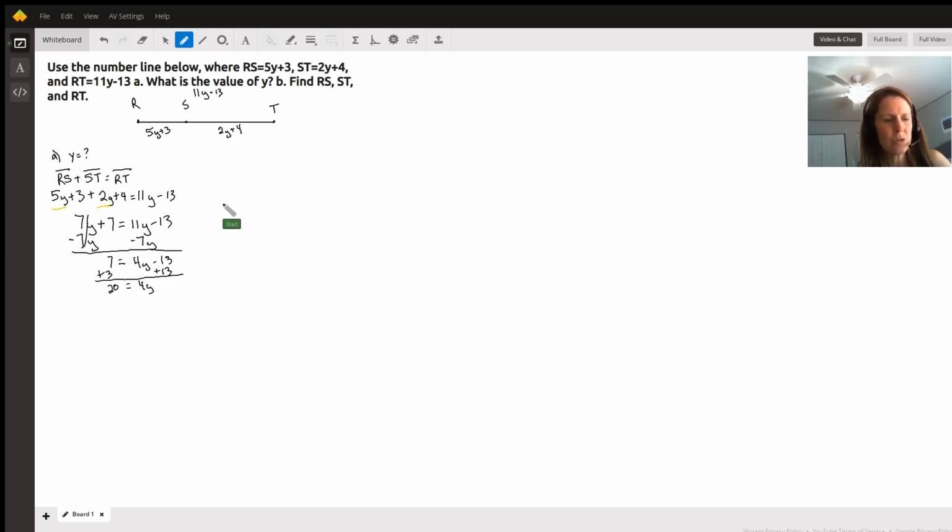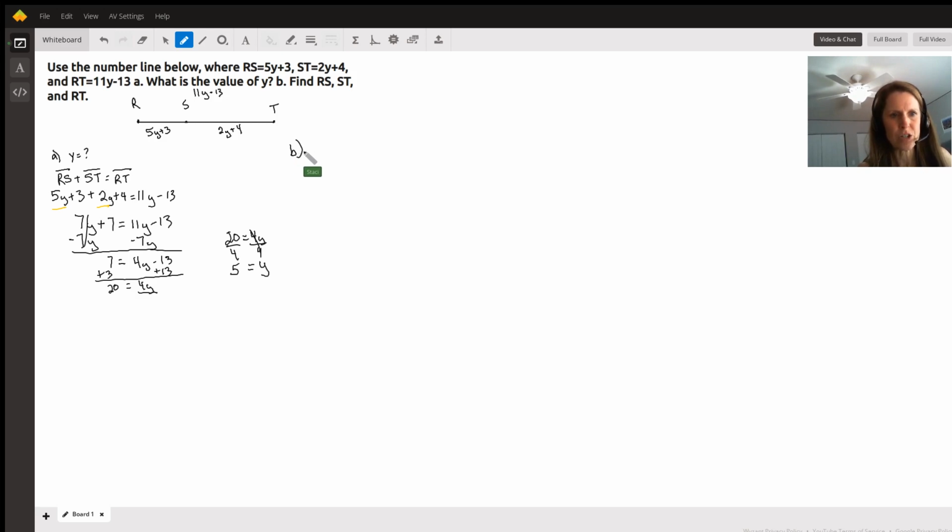Now we need to divide both sides by 4. I ran out of room. So 20 equals 4y. We'll divide both sides by 4. The 4 divided by 4 is just 1, so we're left with 1y equals 5. So the answer to the first part of the problem, y equals 5.